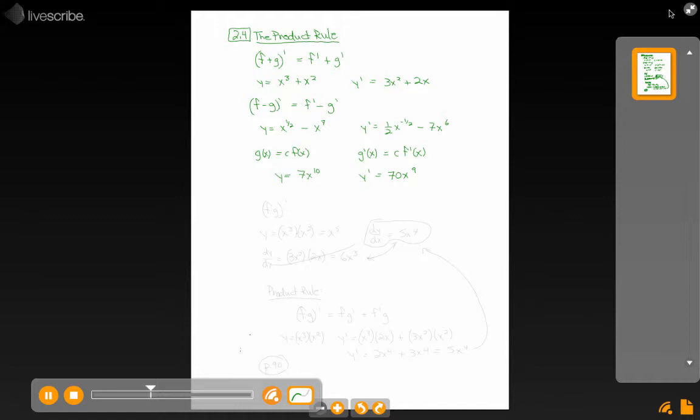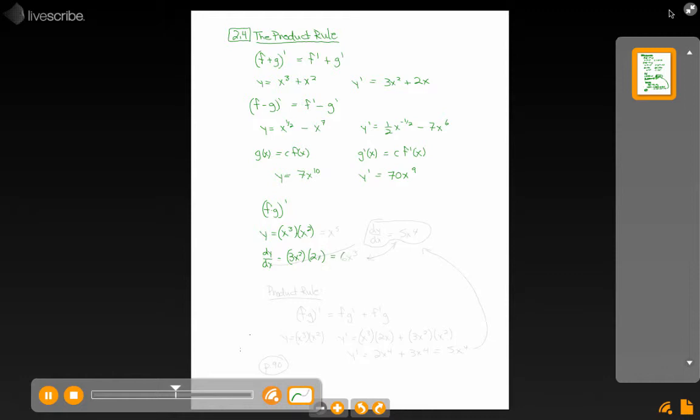When you have a product, if you have f times g and you want to take the derivative, it's tempting to think you're going to be able to just take the derivative of the first times the derivative of the second. But let's try that. Let's say, for example, we had y equals x cubed times x squared. Now realistically we wouldn't use the product rule for this because we would just go about it by expanding that first. But if we try to take the derivative the incorrect way by saying, okay, dy by dx is going to be the derivative of the first times the derivative of the second.